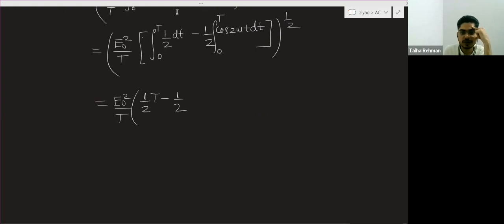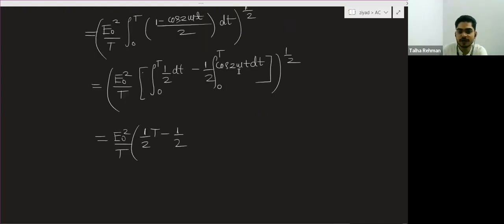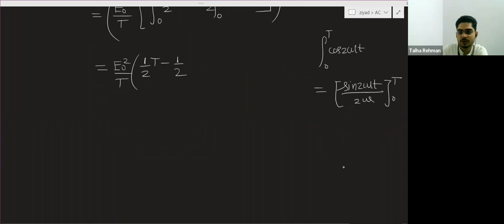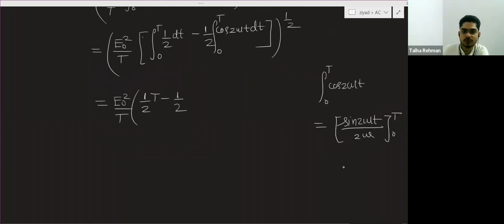Now you will integrate cos 2 omega t. So I am integrating here cos 2 omega t, 0 to T. Integration of cos is sine, so here you will write sine 2 omega t divided by 2 omega, and you will put the limit 0 to T. So basically you will get sine 2 omega t divided by 2 omega from 0 to T, and this whole has the power of 1 by 2.